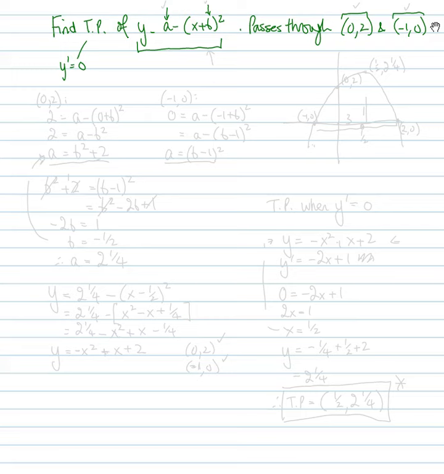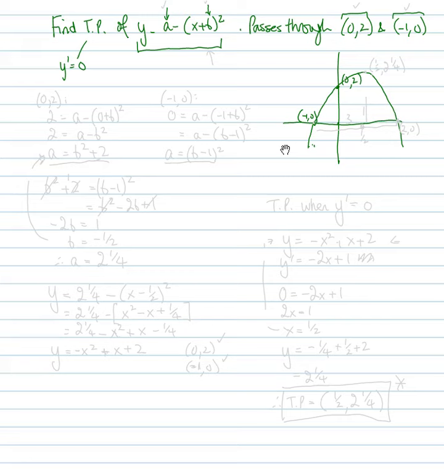Now I like to always start by drawing some sort of a rough sketch. We know that the function passes through (0, 2), so let's say that's there, and it passes through (-1, 0), so let's say it's there. We know it's a quadratic, and it's a minus x squared, so it's going to be an upside down quadratic. We don't have to be exactly right here, but I just like to have some idea of what sort of function we're looking at.